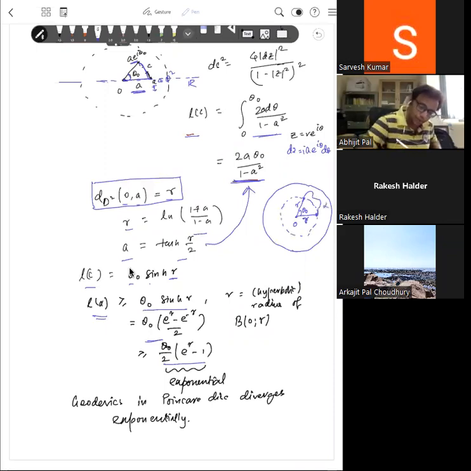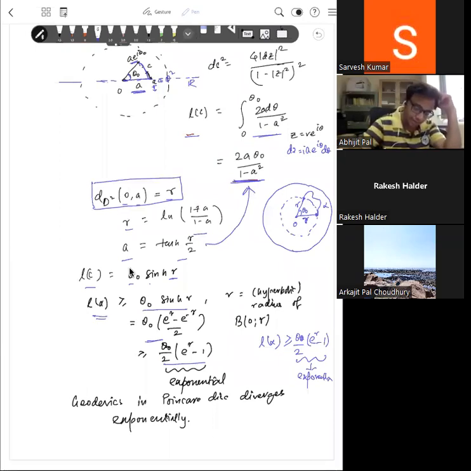Now I'm taking a path alpha outside this ball. What I have shown is that the length of alpha is greater than or equal to theta naught by 2 times e to the power r minus 1. This right hand side is an exponential function of r. So again, geodesics in the Poincare disk diverge exponentially. I'll come to the formal definition in a moment.